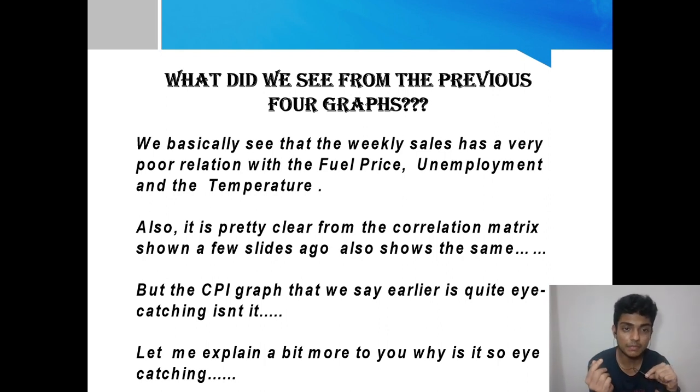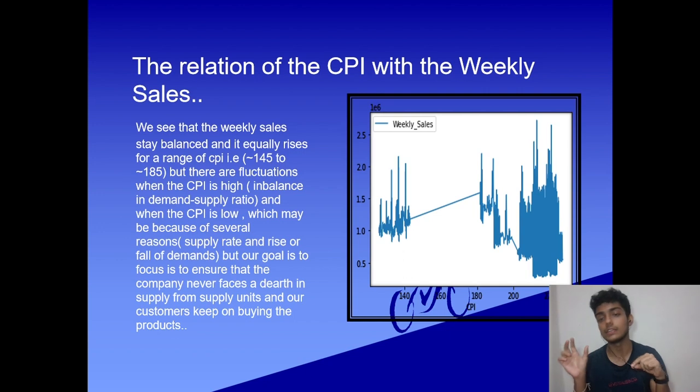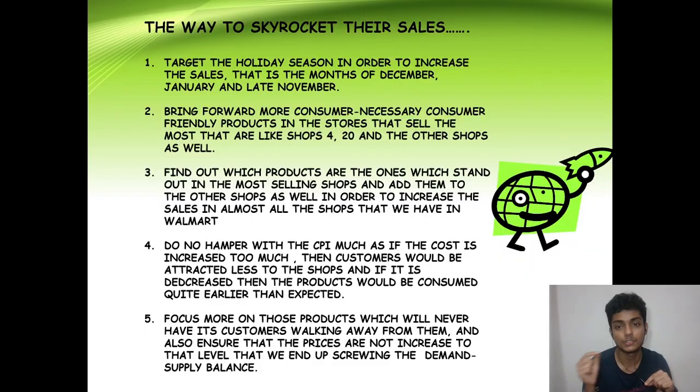Now, let me explain a bit more, the relation of the CPI with the weekly sales. We see that for a particular margin, from approximately 145 to approximately 185, we have a good increase of sales. Weekly sales were increasing quite uniformly, but when CPI was extremely high, there were abrupt discrepancies all around. When it was low, again discrepancies all around. So why is that happening? It's basically happening because of the demand to supply ratio.